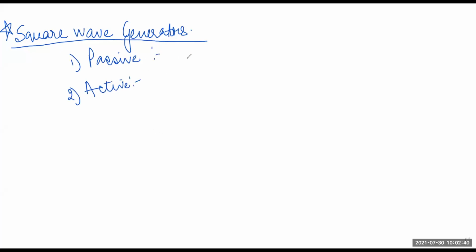So passive based circuits actually incorporate wave shaping devices. Okay, they incorporate wave shaping devices, and active circuits actually generate the square wave shape. So understood? Passive actually incorporate wave shaping devices, and active, they actually generate the square wave shape. Now passive square wave generators, they again have various types. So let me tell you that.